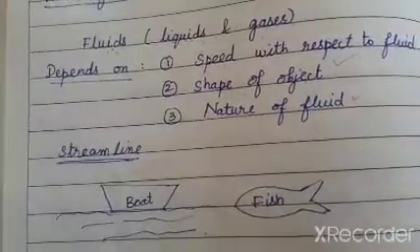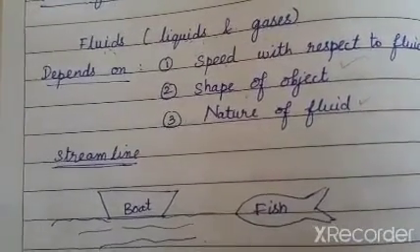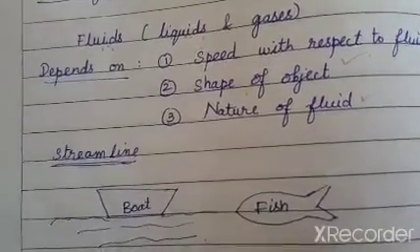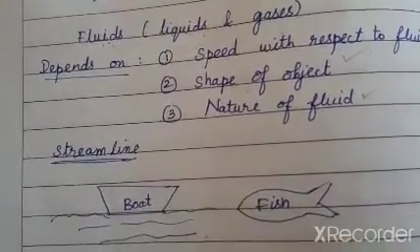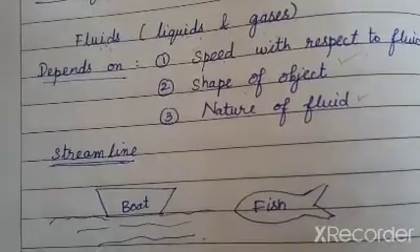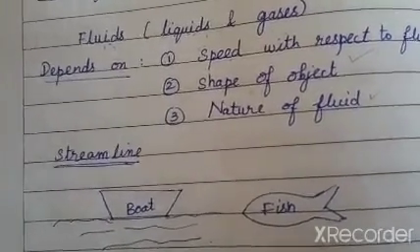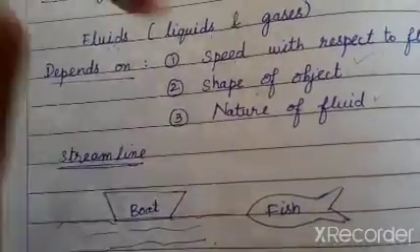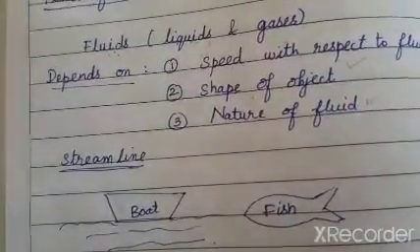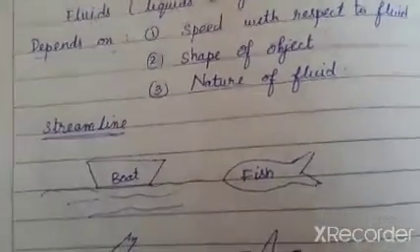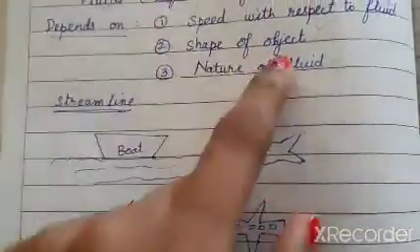Nature of the fluid: it is possible for a fish to swim faster in water than to swim in any other highly dense liquid like kerosene or oil, because their nature differs, their density differs. Okay. Shape of the object.